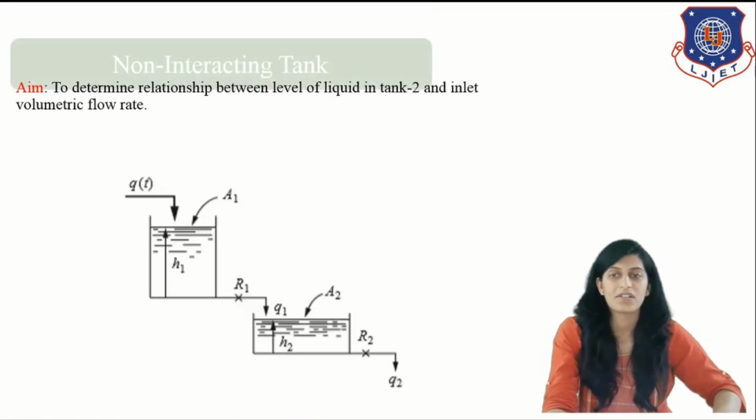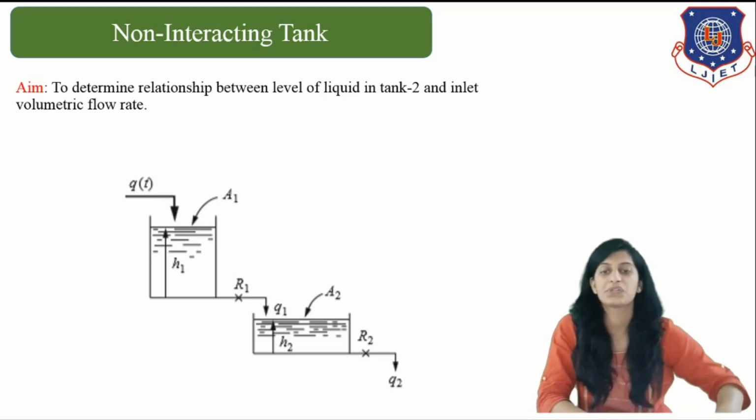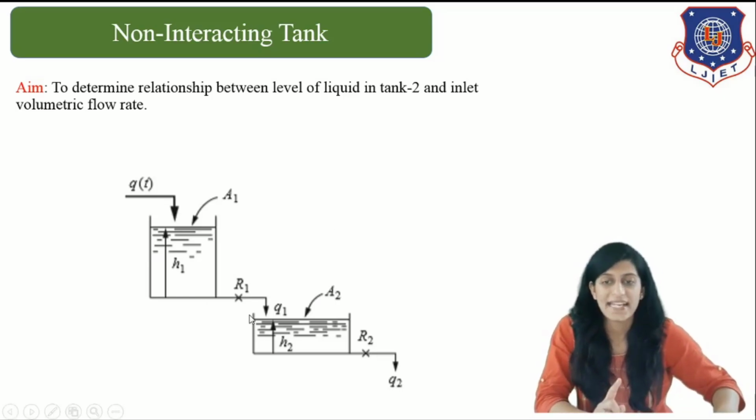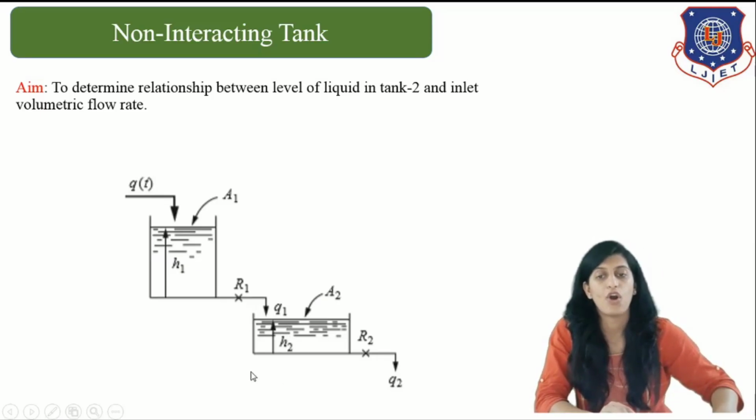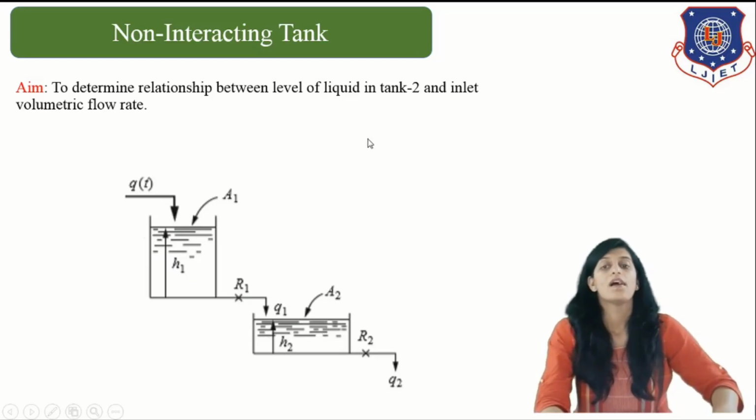Now our next derivation is the non-interacting tank. A non-interacting tank system is one in which there is no direct connection between two tanks. When the inlet of the second tank and the outlet of the first tank are independent of each other, this is the non-interacting tank. Now our aim here is to determine the relationship between this Q2 and Q at the first tank.